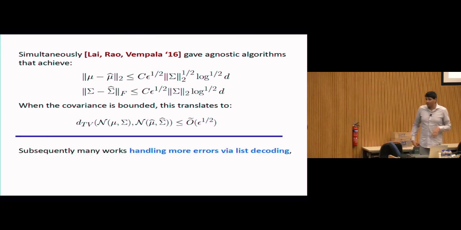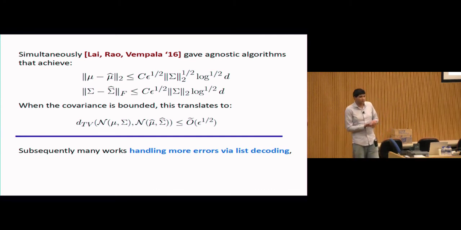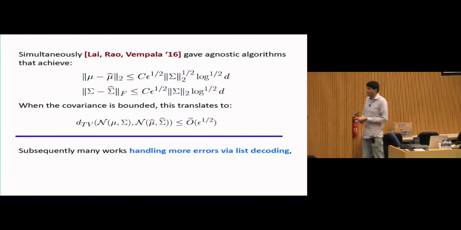So one of the neat things is that I'm going to tell you not just a way to solve this problem, but a general recipe for how you should approach high-dimensional robust estimation. And it turns out that once you have this recipe, there's a ton of other things that you can do with it. So afterwards, there were works that showed that you can handle more errors.